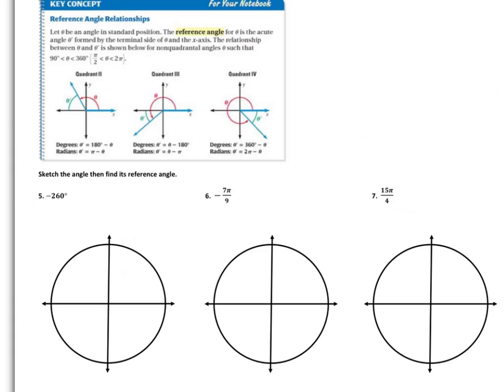Okay. So now we not only need to be able to calculate things, but we need to look at these and then draw them. So it says sketch an angle, then find its reference angle. What's the reference angle? Well, the reference angle for theta is the acute angle formed by the terminal side and the x-axis. The relationship between theta and theta prime, the reference angle, is shown below for non-quadrantal angles such that it's between 90 and 360.